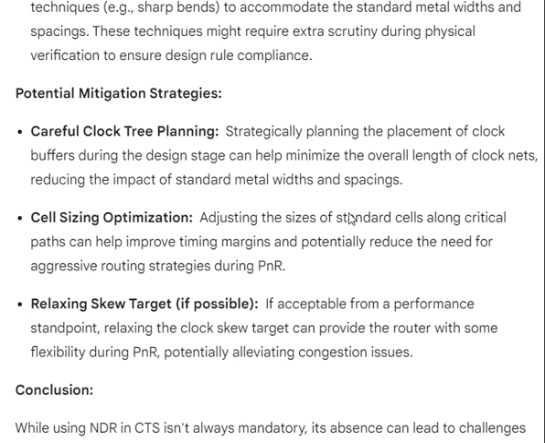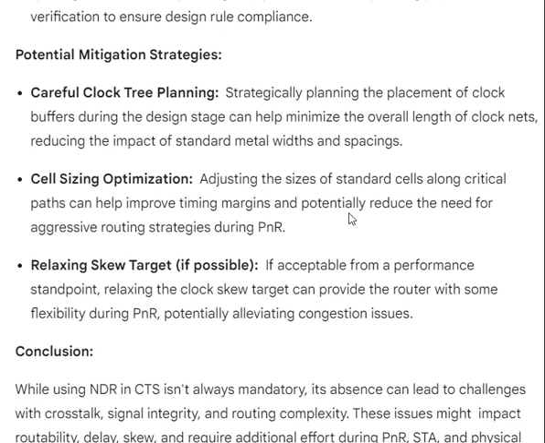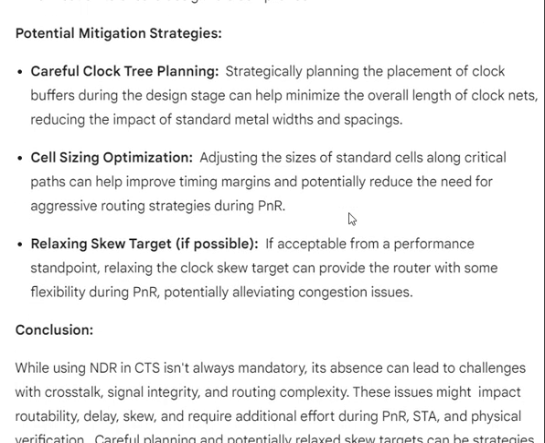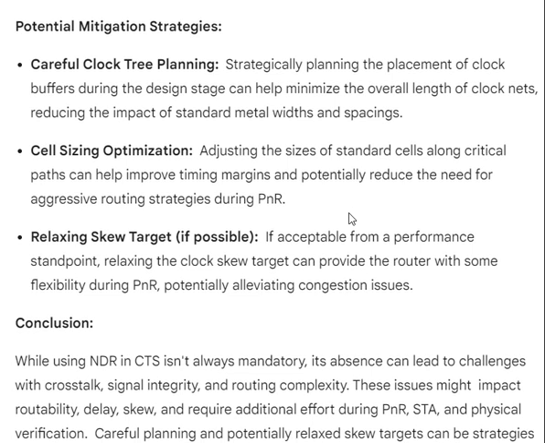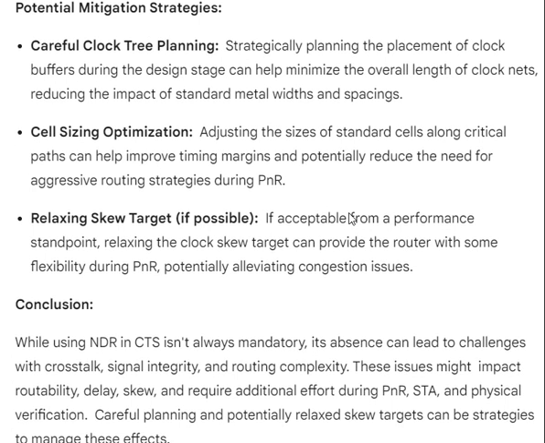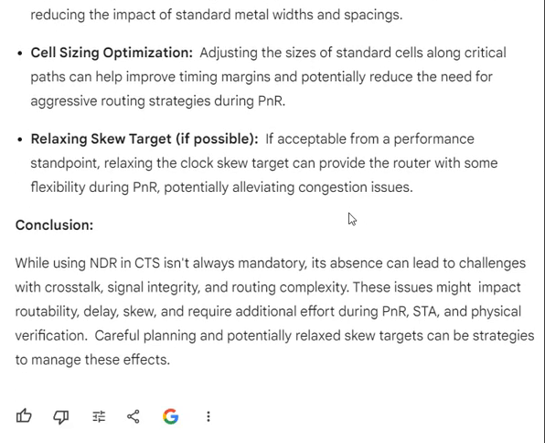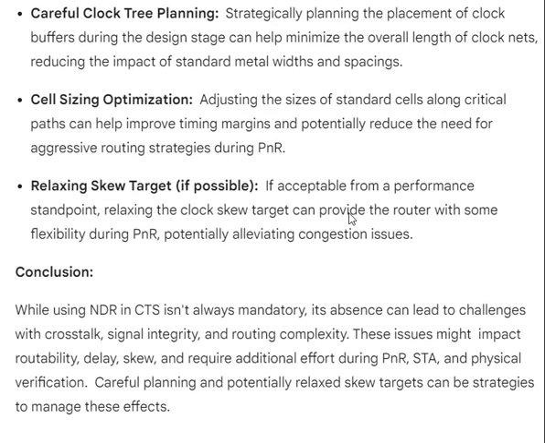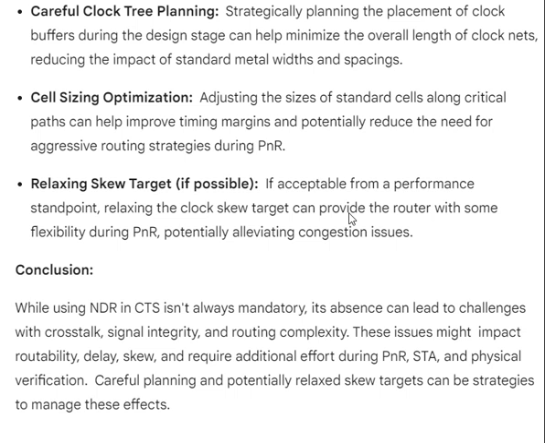Potential mitigation strategies. Careful clock tree planning. Strategically planning the placement of clock buffers during the design stage can help minimize the overall length of clock nets, reducing the impact of standard metal widths and spacings. Cell sizing optimization. Adjusting the sizes of standard cells along critical paths can help improve timing margins and potentially reduce the need for aggressive routing strategies during PNR. Relaxing skew target. If acceptable from a performance standpoint, relaxing the clock skew target can provide the router with some flexibility during PNR, potentially alleviating congestion issues.